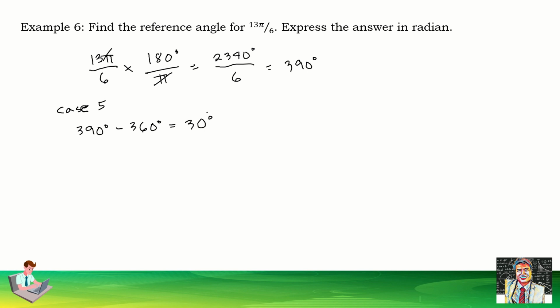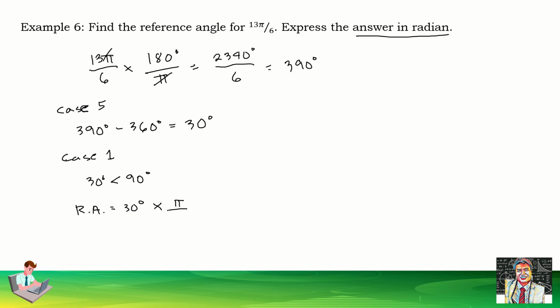Okay, alamin natin dun. So, wherein 30 degrees is under case number 1, okay, which is 30 degrees is less than 90 degrees. So, since less than 90 degrees siya, therefore, that is the reference angle. By under case number 1. Okay? So, since ang kailangan naman dito, i-express natin yung answer natin to radians. So, hindi pa to final. So, i-convert natin siya into radians.